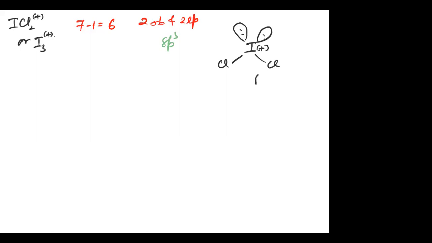So this is going to be a bent geometry. Same as we have I3 plus, the only difference is that instead of a surrounding chlorine atom, we have an iodine atom there.